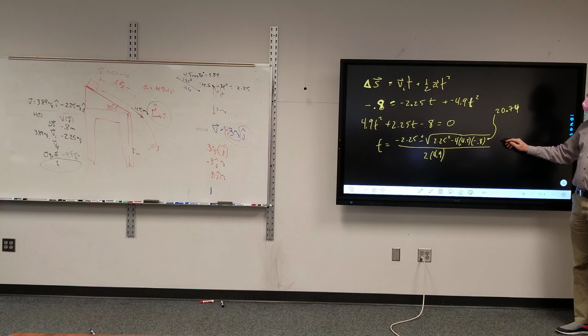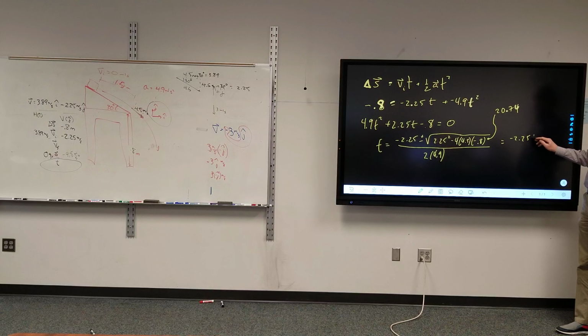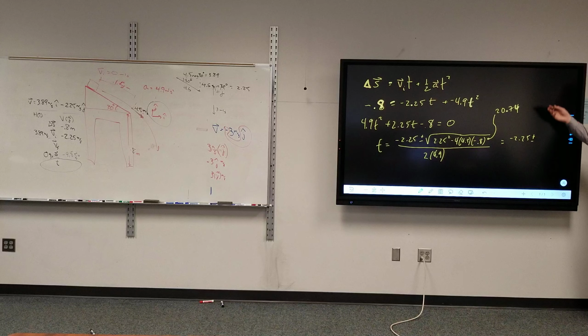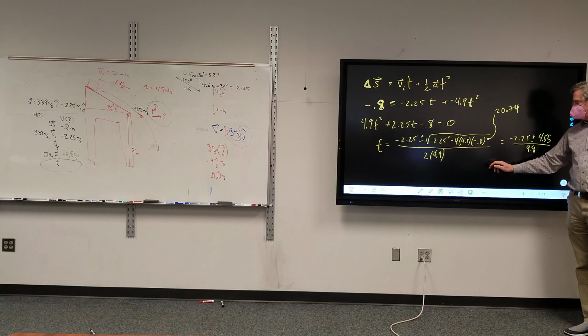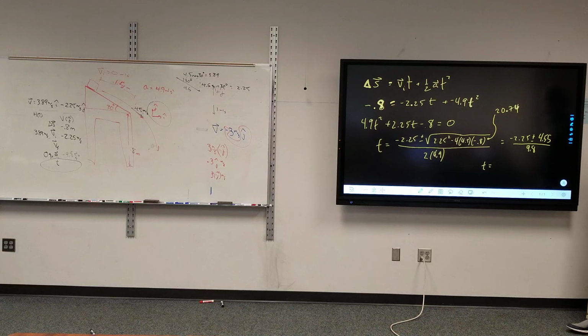And now this becomes negative 2.25 plus or minus the square root of that over 9.8. The square root is going to be 4 point something, 4.55. Now I am going to get two answers here, one of which will make sense physically to this problem and one of them won't, but it does have a meaning to it. So what are my two answers?